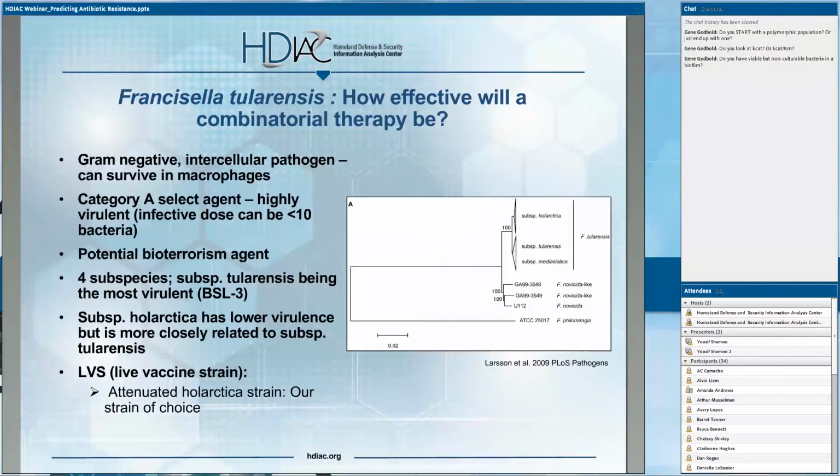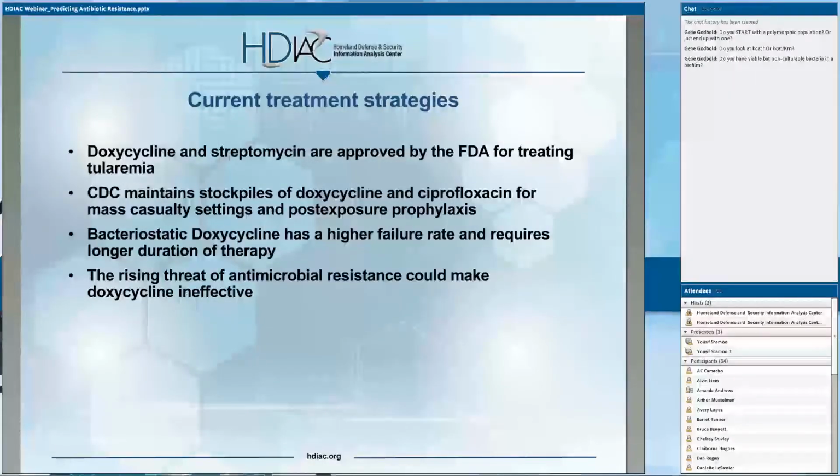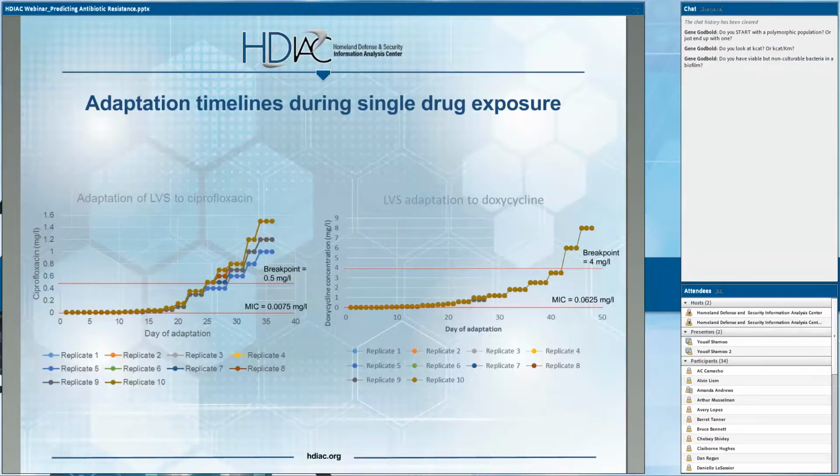And we were interested in understanding whether we could improve on the current practices in terms of limiting the formation of resistance in this particular organism. So the typical treatment strategies that have been used, doxycycline is very common, FDA approved for treating tularemia. CDC stockpiles doxycycline and ciprofloxacin, or Cipro, for mass casualty settings. And so both Cipro and Doxy are used for this organism. And we were interested in knowing whether you should use Doxy first or Cipro first, or whether you could use them in combinations to get more effective clearance of the organism, or potentially to limit the rise of multi-drug resistant strains.